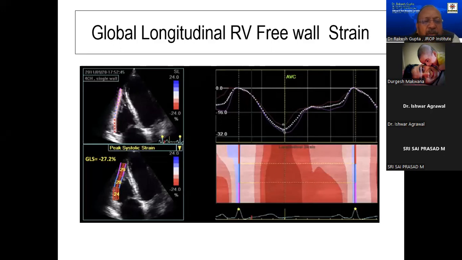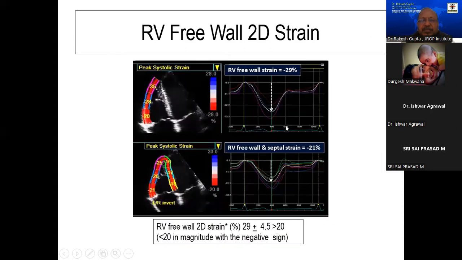Here's a film from my own lab where we have taken basal, mid, and apical septum, tissue Doppler strain, 2D strain of this subset of population, and it has come out to be almost minus 30%, which is reasonably normal, and all three segments are contracting synchronously.